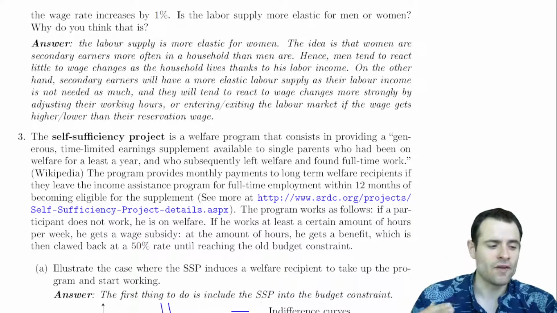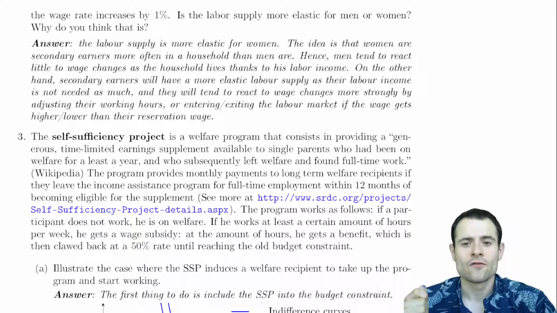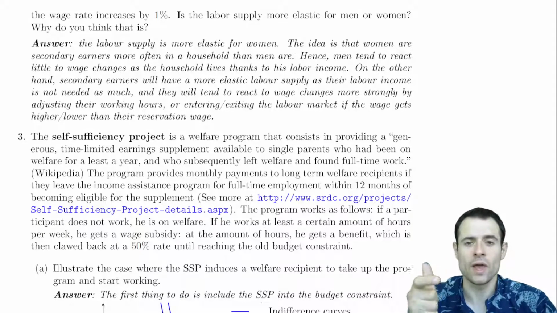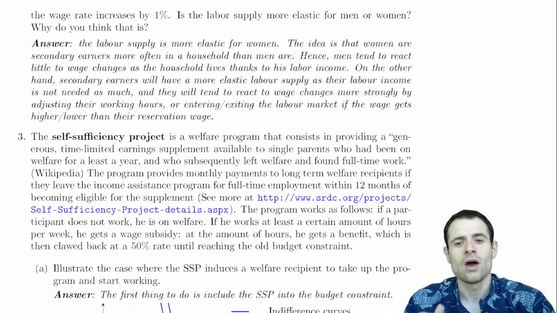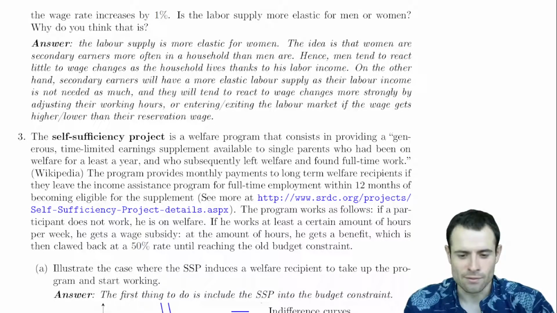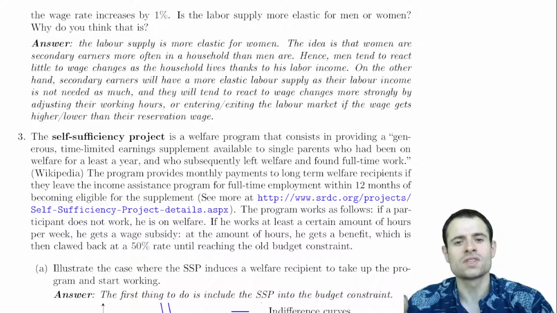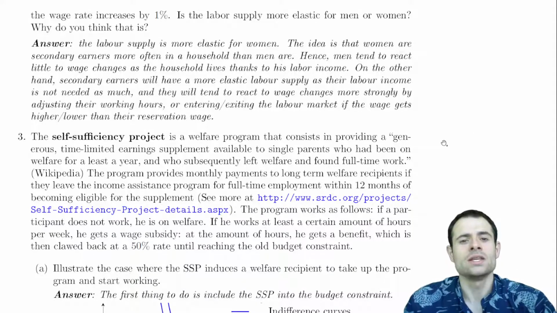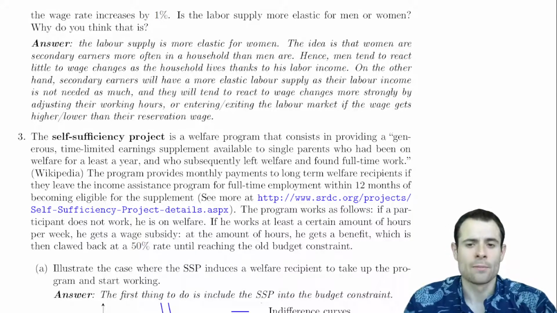Empirical studies have found that the labor supply for women is more elastic, so it reacts to changes in the wage more than the labor supply of men. The idea is that women, more often than not, are secondary earners in a household. Maybe I shouldn't say usually, but it is more common to see households rely on the income of the men than on the income of the woman to function.